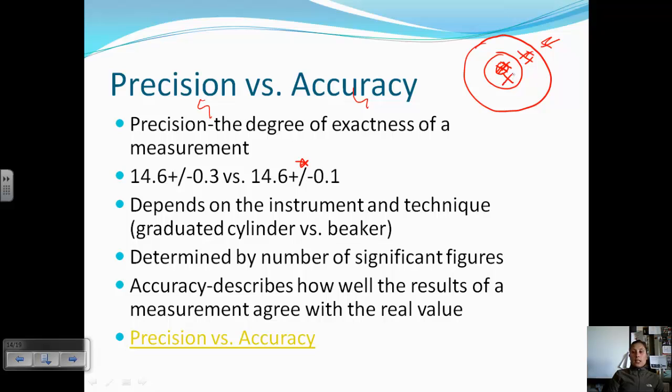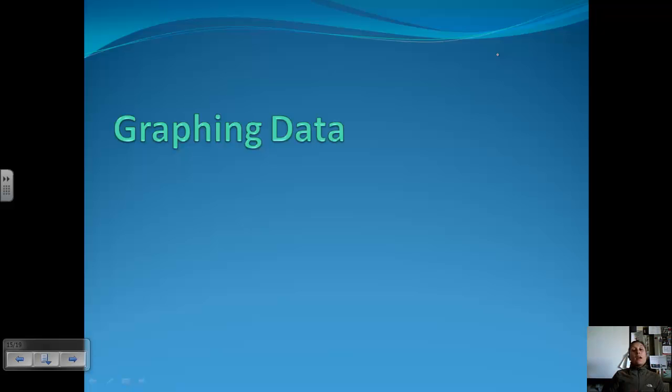Let's say you had one here, and one here, and one here. Well, this one might be considered accurate, but these aren't. This might be neither. Okay, so what you really want is all of them at the standard and all of them together. Okay, so our third section is graphing data.